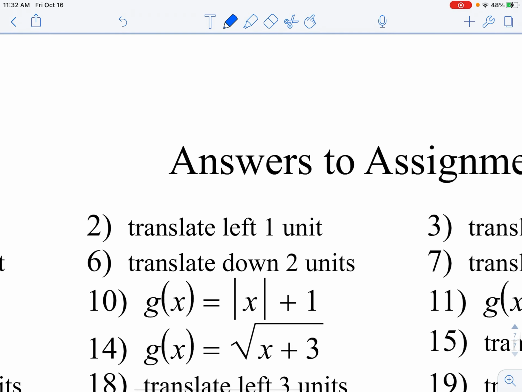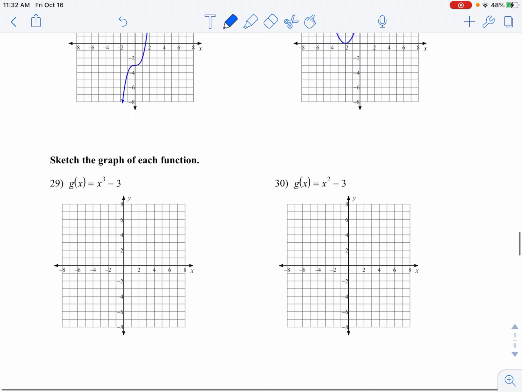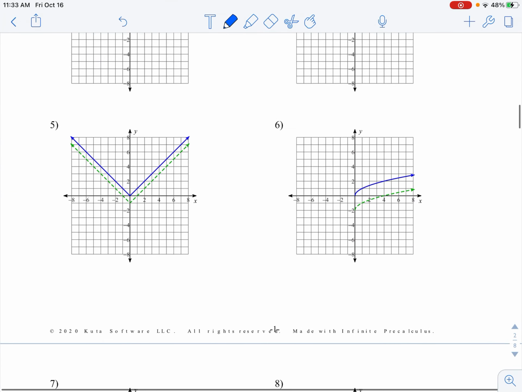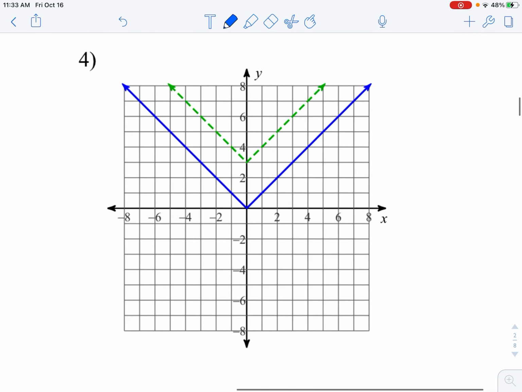Translate, slide, move, it's all good. 1 unit left. Let's look at the next one. This is an absolute value because it's v-shaped. Oh, by the way, that was a cubic function. It doesn't say we need to name that, but I might as well do it just to reinforce some of the concepts. So this is an absolute value function, and to me, if I just focus on one point, it looks like it went up 1, 2, 3 units to get to there.